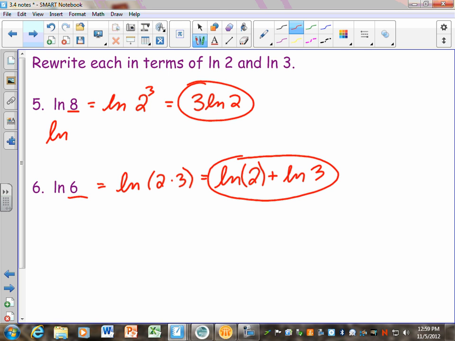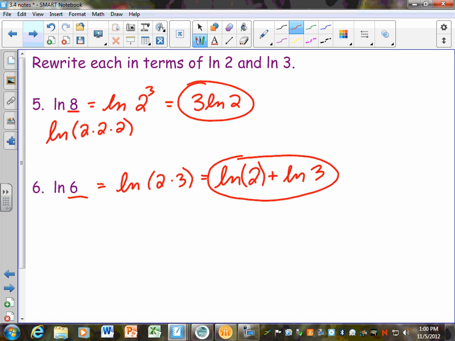Another way of writing this would be ln of 2 times 2 times 2, which you could break into ln of 2 plus ln of 2 plus ln of 2, right? And then if you have 3 of those, you still get back the same thing, so it would be the exact same thing, just whichever way you think of it.